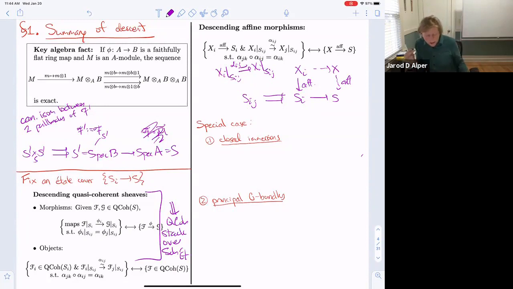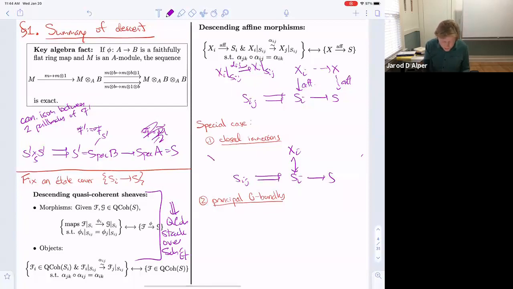And a special case of that are closed immersions, right? This would be the case where each X_i is closed in S_i. And then note that in this condition, since these are closed immersions, you don't need to worry about this cocycle condition. You could just say that X_i restricted to S_ij, meaning the pullback under one of the maps, is the same as the other one. And here, I should really be viewing these as products.